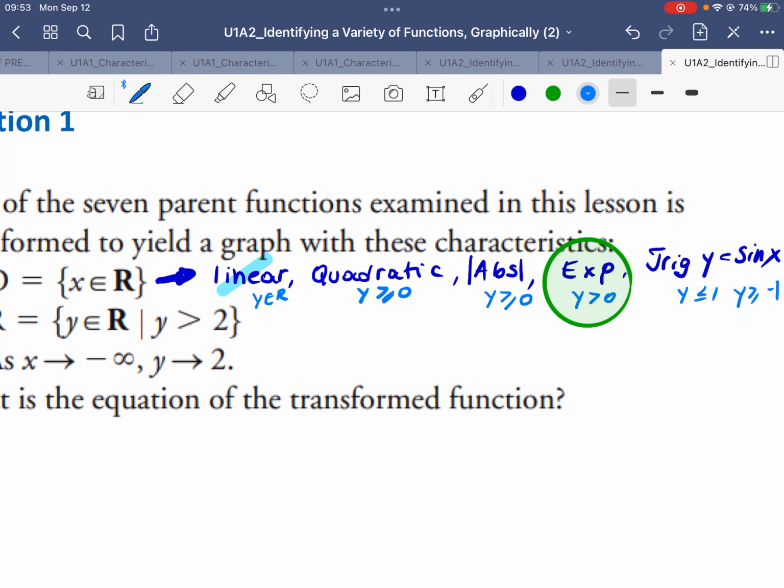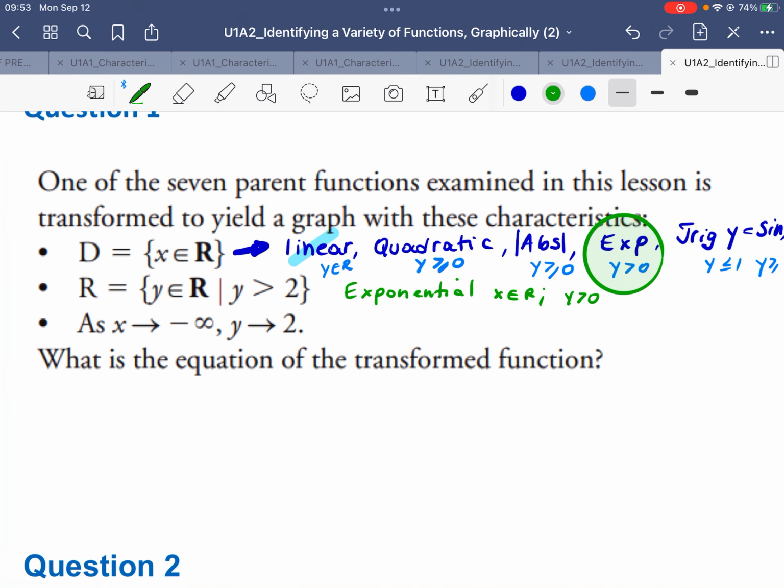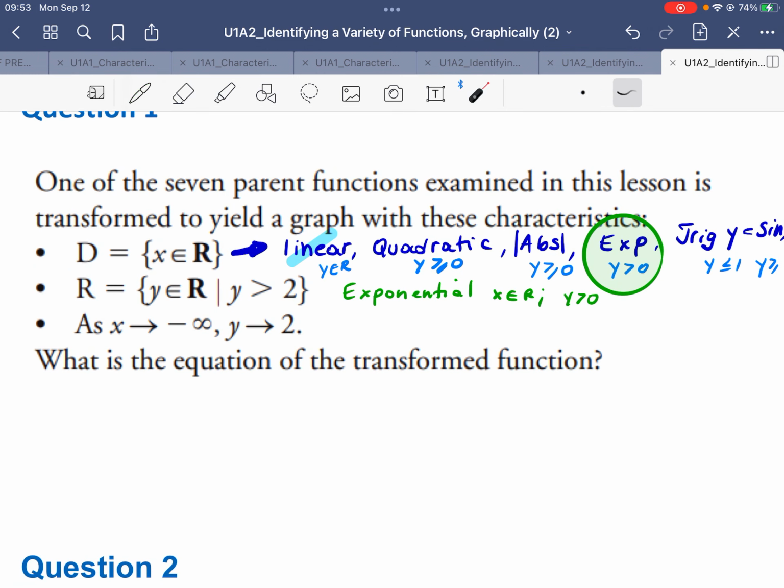So we're going to say that most likely we are dealing with an exponential function where the domain is any real number x and the range is bigger than 0. Now, the next piece of information given is the information about the end behavior. So we are told that as x approaches -infinity, y approaches 2.